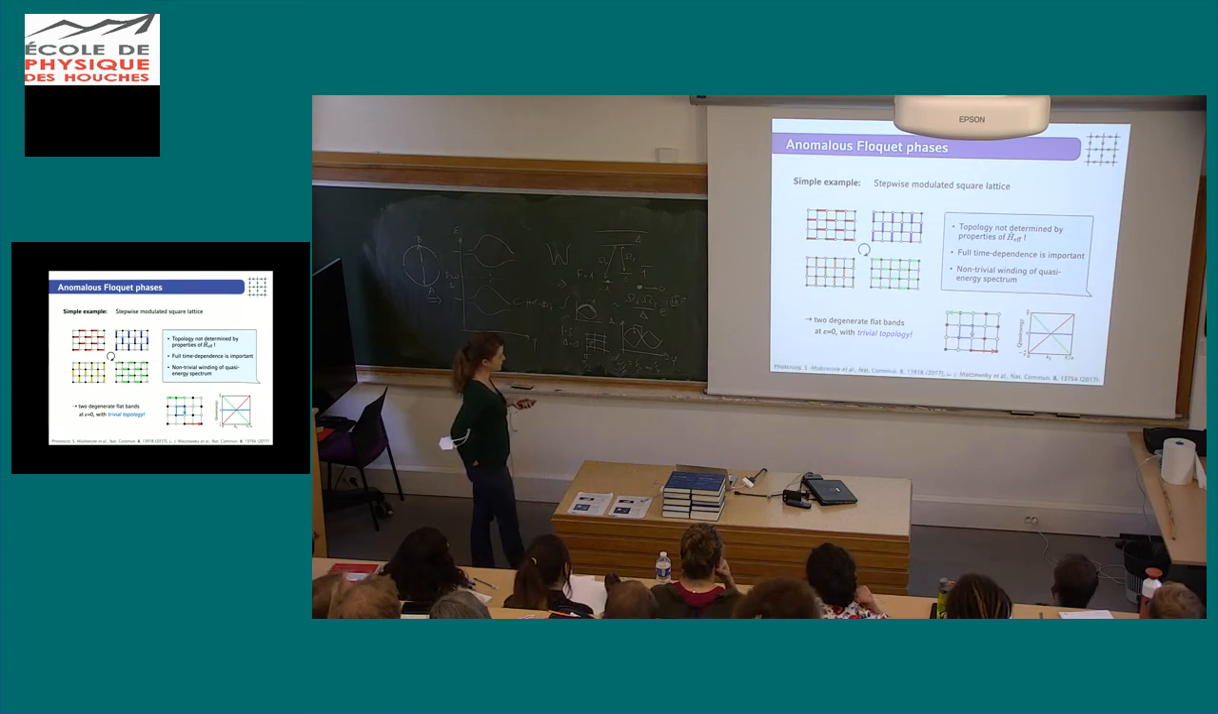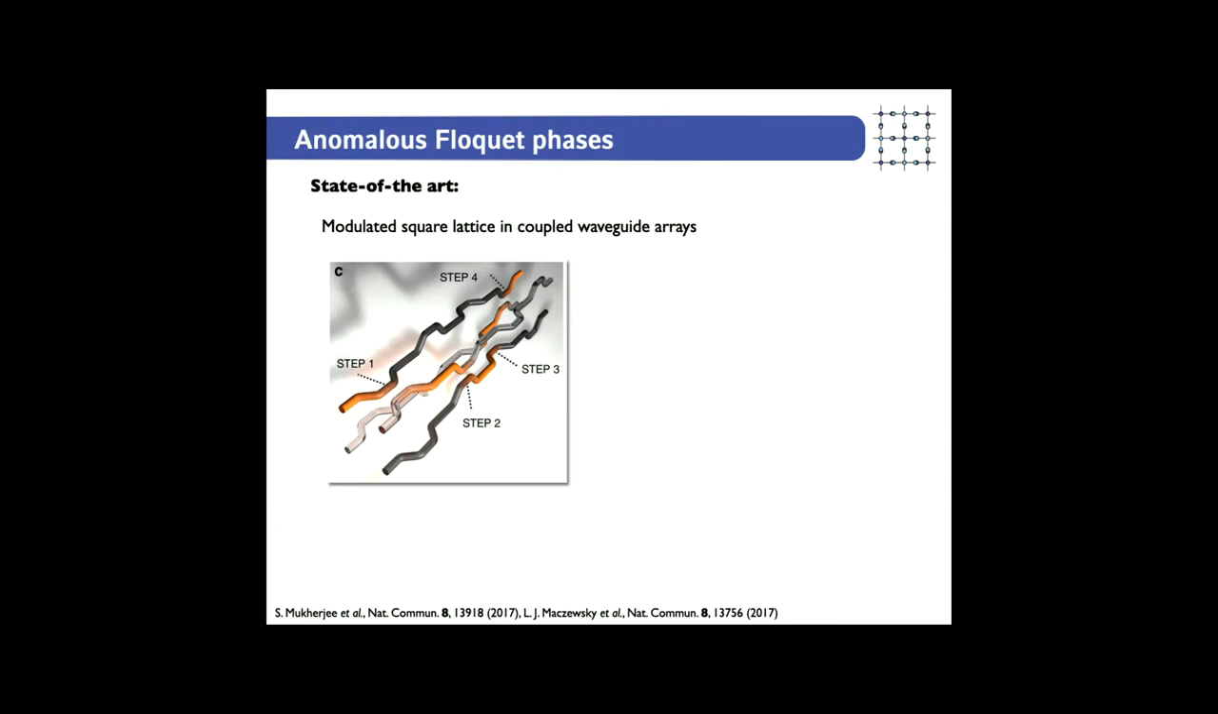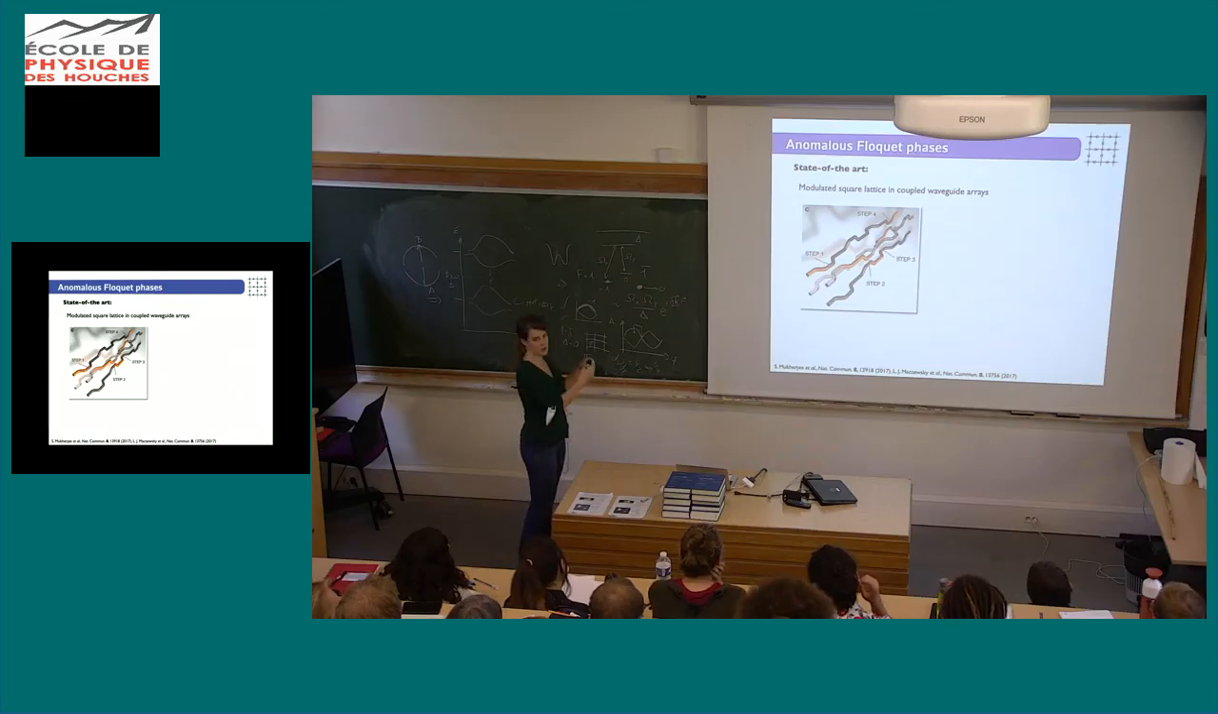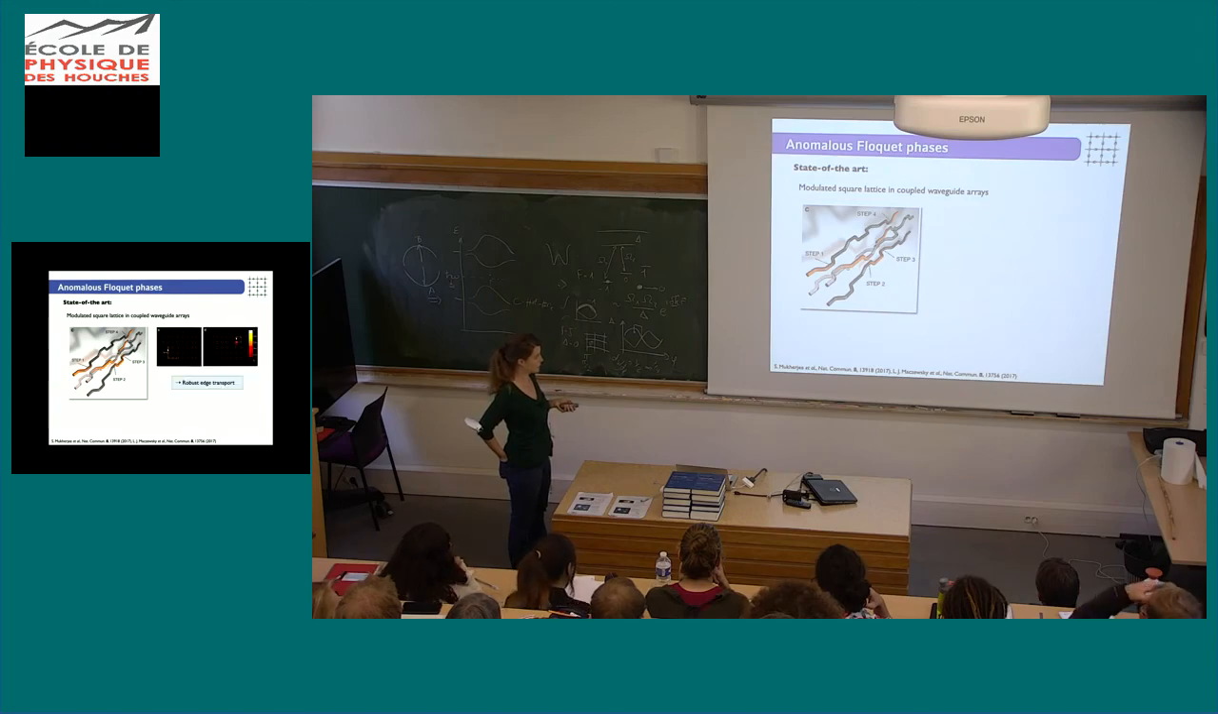And this has been realized in photonics, where it's relatively easy to do. You have seen these coupled waveguide arrays. If you bring them closer to each other, it means that there's tunnel coupling, and if you bring them further away, there's no tunnel coupling. So you can write these waveguides in a way that implements this stepwise modulated protocol. It is a slightly different version, a little bit more complicated. It has additional parameters, but the idea is very similar to what I've just shown you.